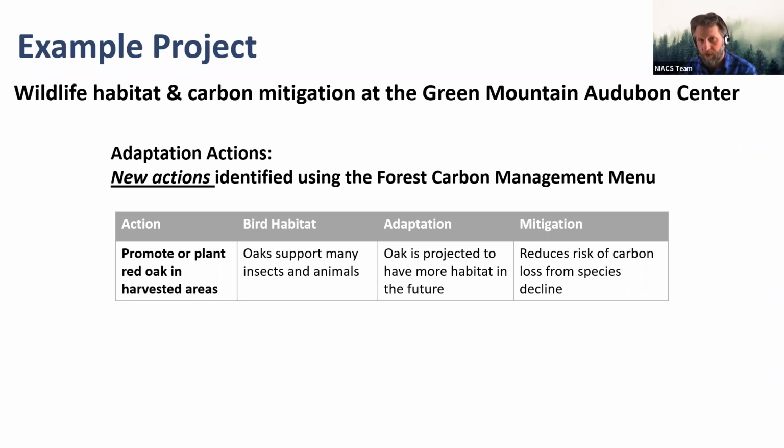And I thought one that was neat is that red oak is not a species that they'll typically manage for in this part of Vermont. This is really a rich northern hardwood site, but they recognize that they could be promoting red oak. They could even be planting red oak in some of those gaps, and that had a value for bird habitat, because oaks support a really diverse insect population. That's a food resource for birds.